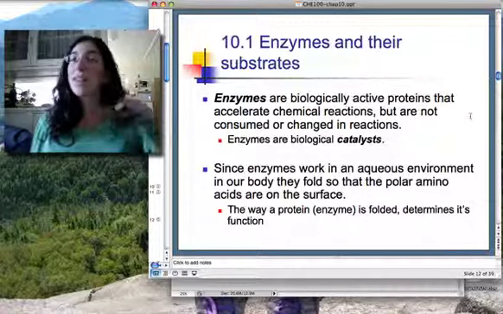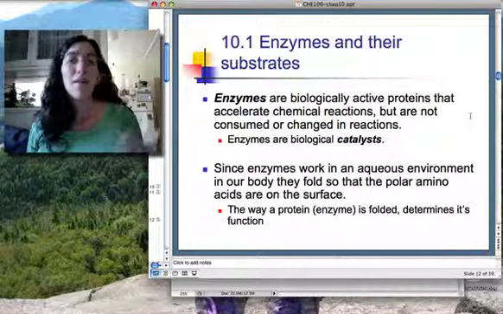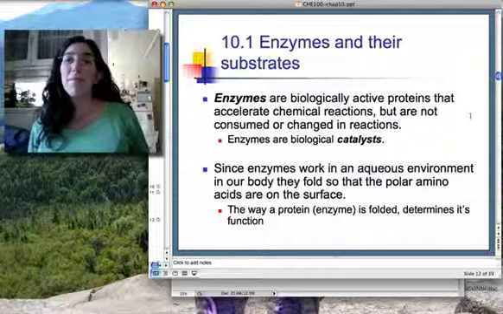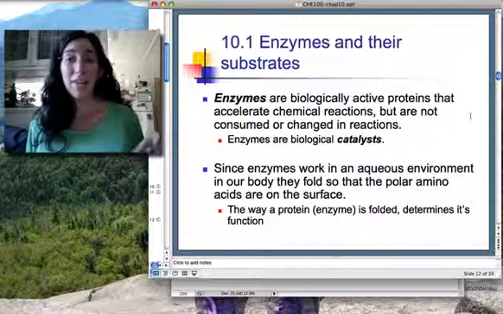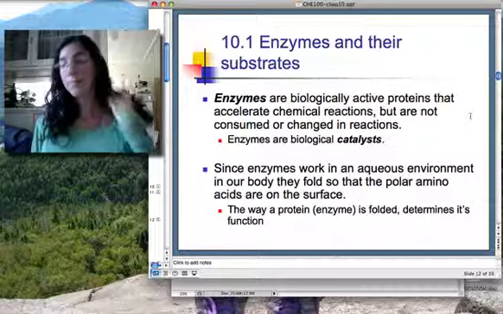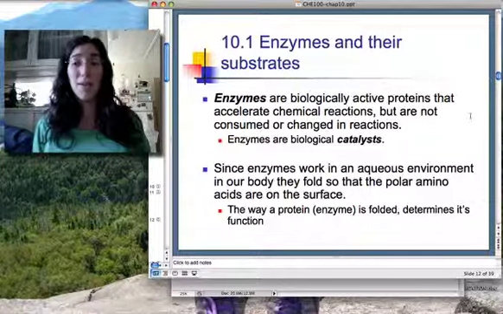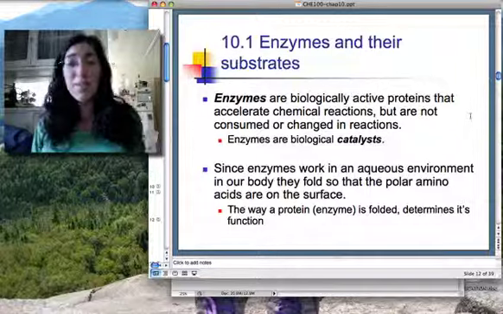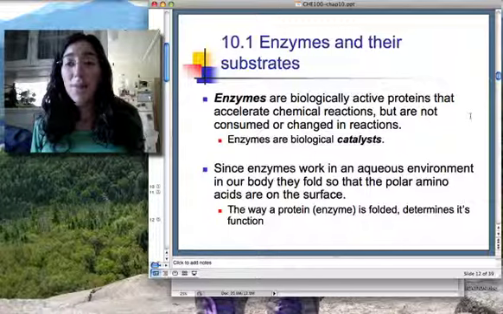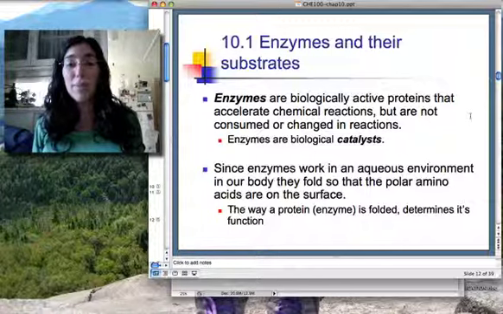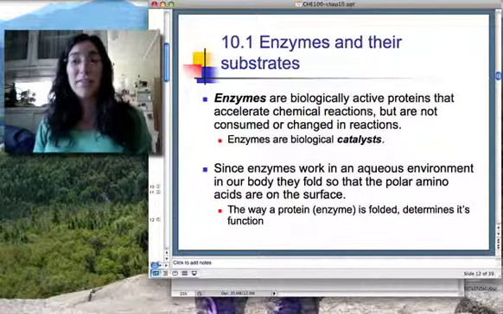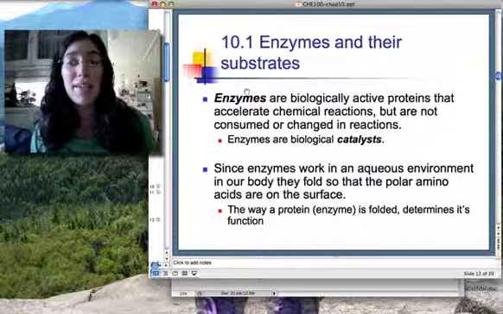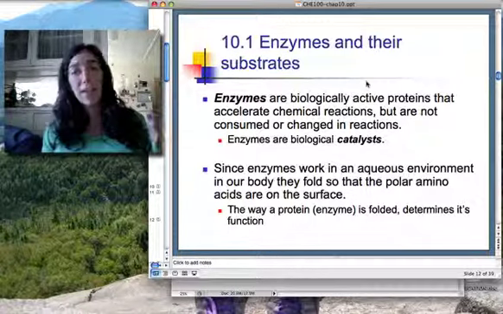So like keratin in your hair and nails is a structural protein, but some of the really key roles of proteins in life are as enzymes. So what are enzymes? Enzymes are, I'll read it for you here, biologically active proteins that accelerate chemical reactions but are not consumed or changed in reactions. That is the definition of a catalyst. Enzymes are biological catalysts. They speed up chemical reactions.